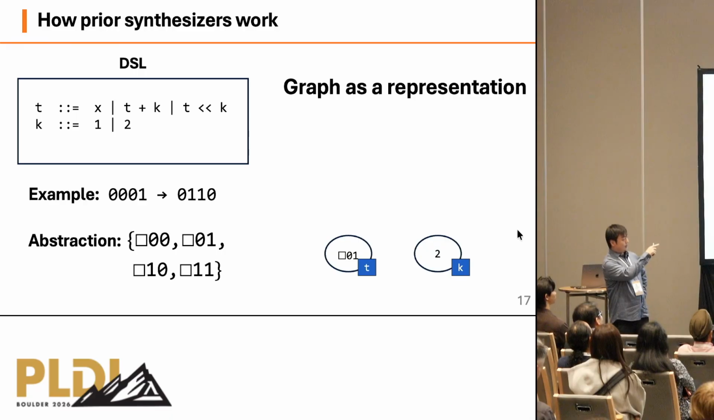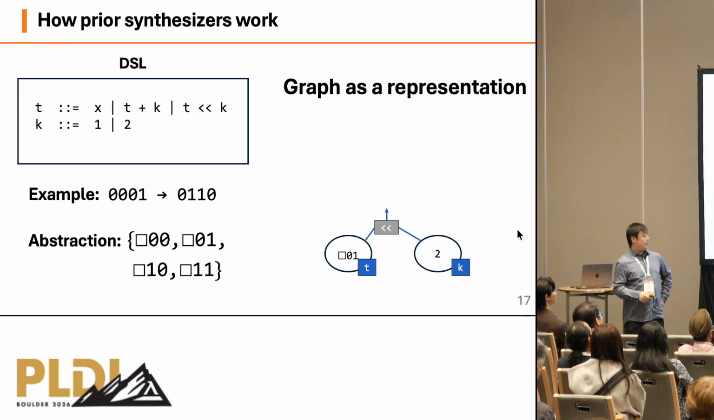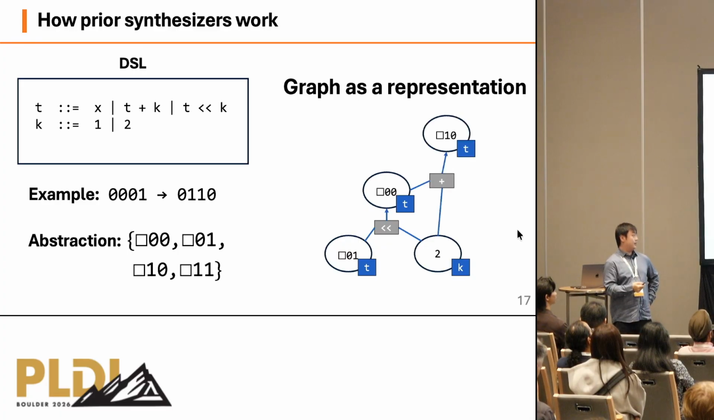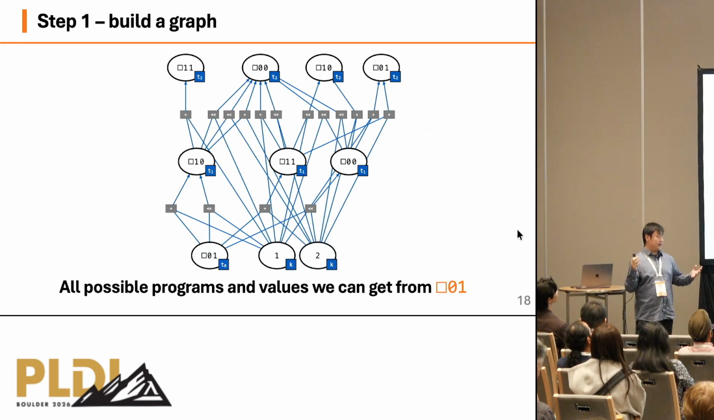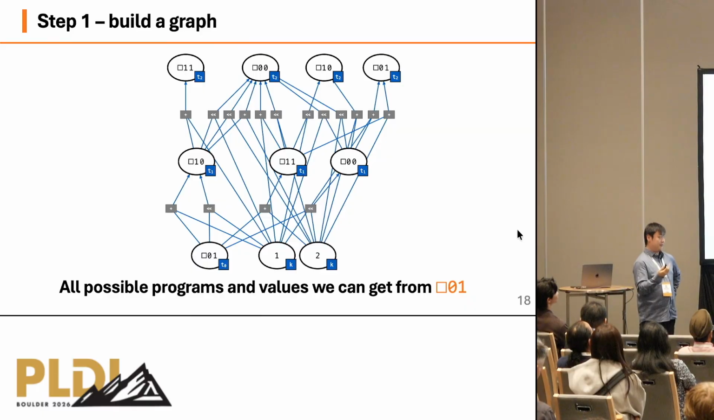For example, each node here is a value, and each value is marked with a grammar symbol, so you know where it comes from. The base case here is our input, last bit 0, 1, and 2 in the grammar. And the edges in the graph are DSL operators. It means that you apply the DSL operator, left shift 2, to the input, and you will produce a value, last bit 0, 0. You can keep applying operators and get new values. After you apply every operator and saturate, you get this graph. This graph basically contains all possible programs and values we can get from our input, last bit 0, 1.